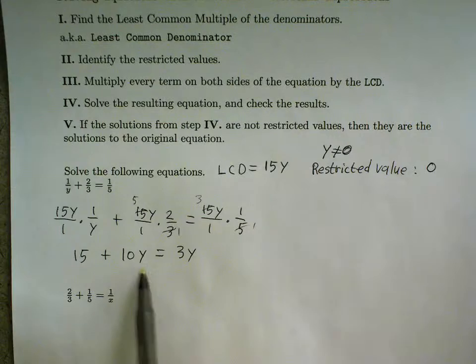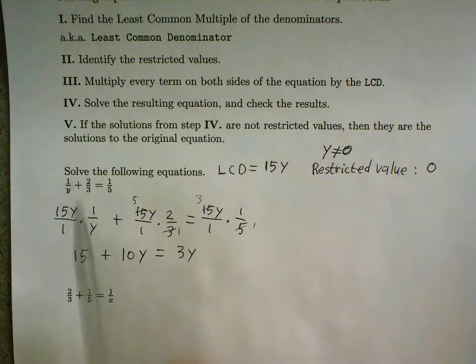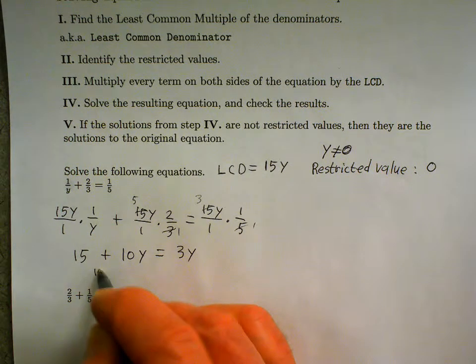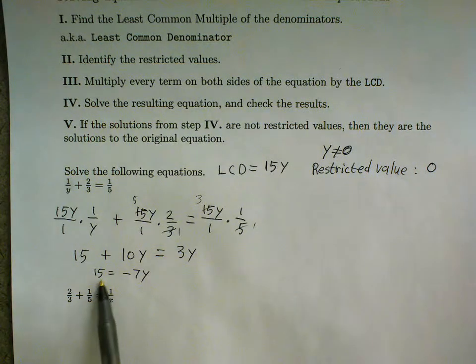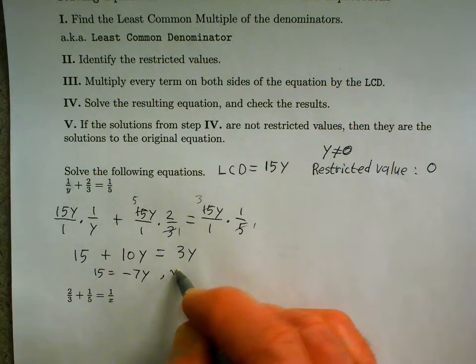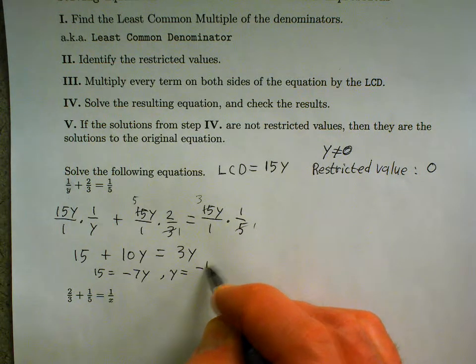Okay, so this equation looks a lot simpler to solve than the original, in my opinion. So now we just subtract 10y from both sides. We get 15 equals negative 7y. And then lastly, divide both sides by negative 7. And we get y equals negative 15 over 7.